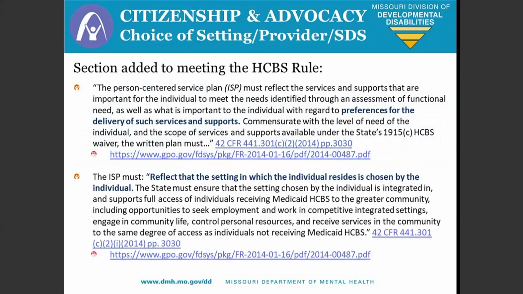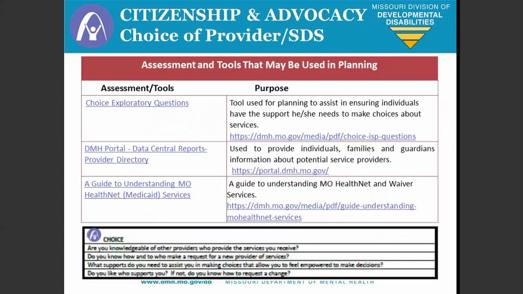The choice of settings, providers, and self-directed supports was added to the context of the ISP to ensure that the HCBS rule is followed. Choice exploratory questions assist the individual and person-centered planning team with having meaningful discussions regarding choice in order to meet HCBS requirements. Additionally, the exploratory questions assist the team with coordinating supports based upon individualized assessed need to facilitate informed choice of support and setting options.